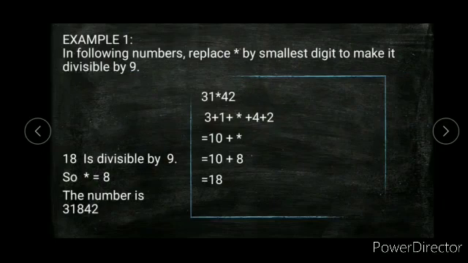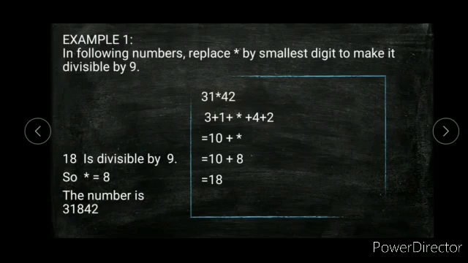Now let us solve some examples related to the divisibility test. On the screen you can see a number 31,000 star 42. This star is a number which we are supposed to find. But how? It should be the smallest number such that when we add all these digits, the sum is divisible by 9. That means the whole number should be divisible by 9. So we are supposed to replace that star by the smallest digit to make it divisible by 9.